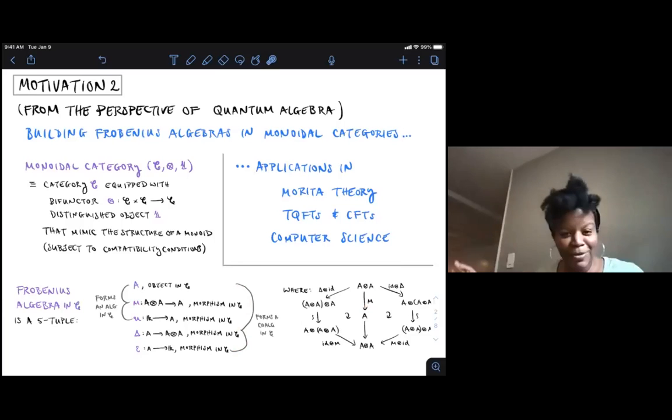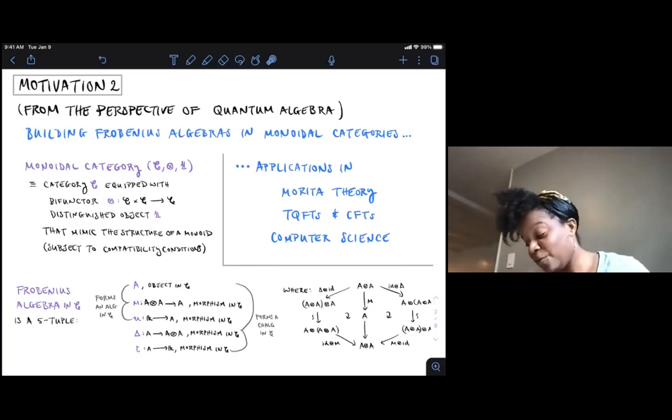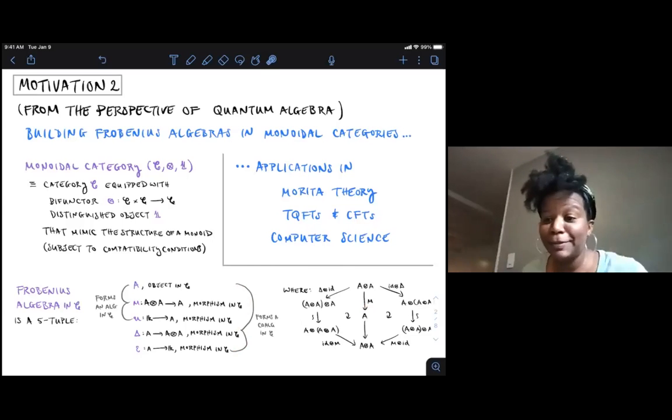I'm sure many of us are familiar with them over Vec. And in monoidal categories in general, there are lots of applications of these gadgets. They appear in Morita theory, topological quantum field theories, conformal field theories, computer science. They're all over the place.